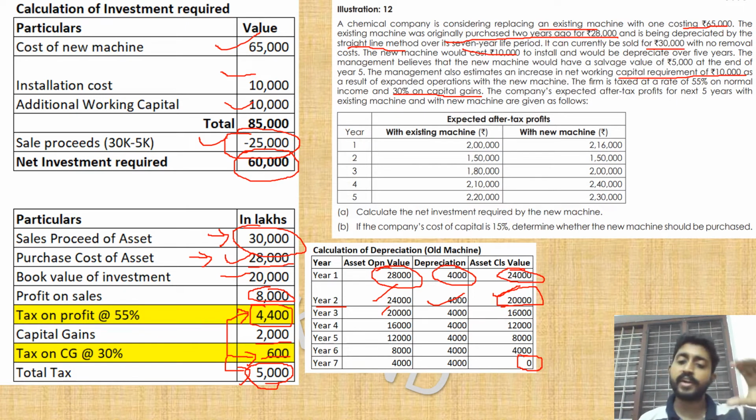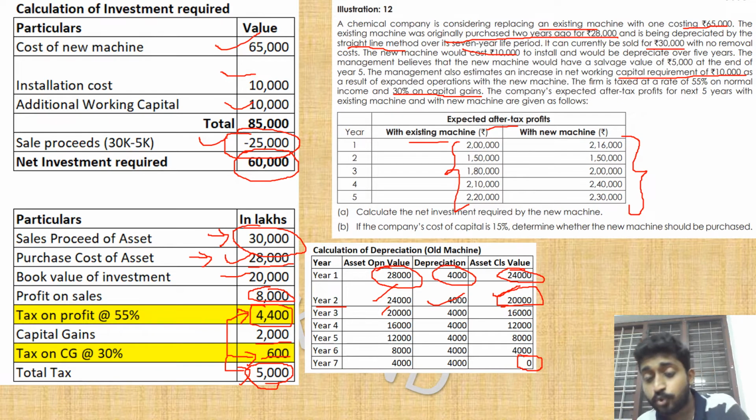What is the investment required? Calculation is 60,000. Now the company expects the after tax profit. With the existing machine, they will get the profit after tax like this, and for the new machine they will get the profit after taxes like this. So what is the cash flow for calculating the NPV? Cash flow is not profit after tax, it is profit after tax plus depreciation. Depreciation is a non-cash expense. So the non-cash expense is to be added to the profit after tax to find the cash inflow for calculation of NPV.